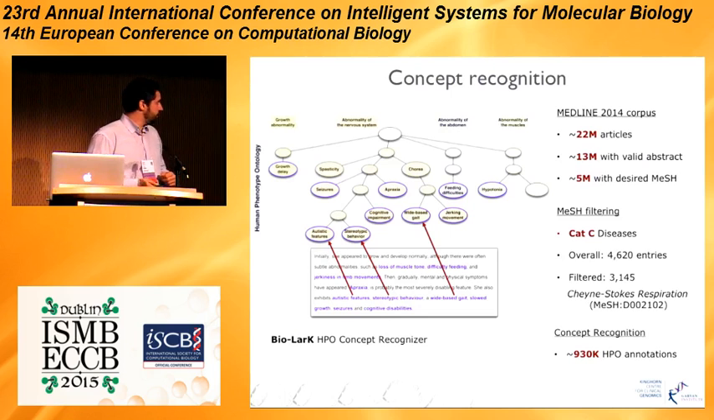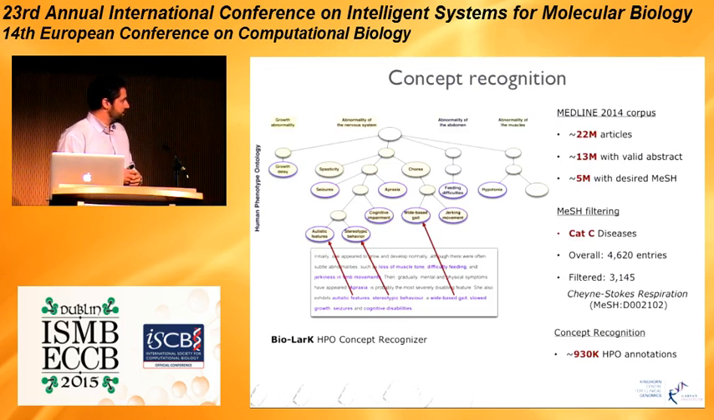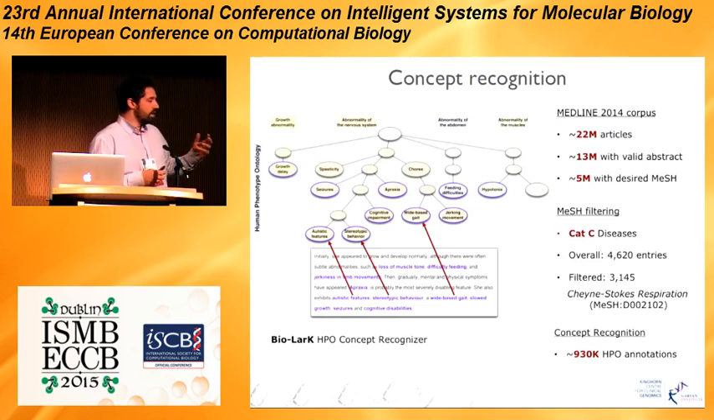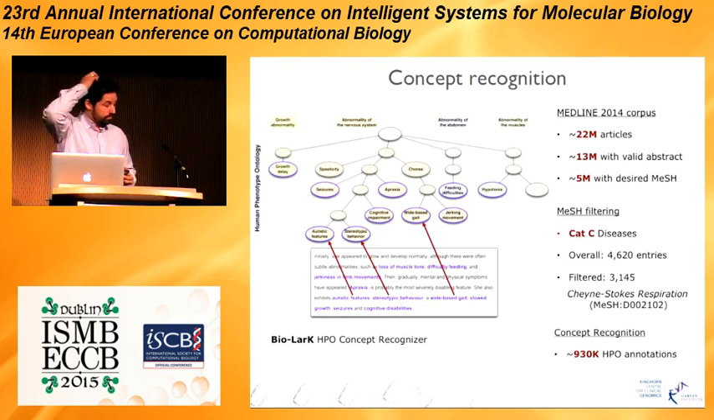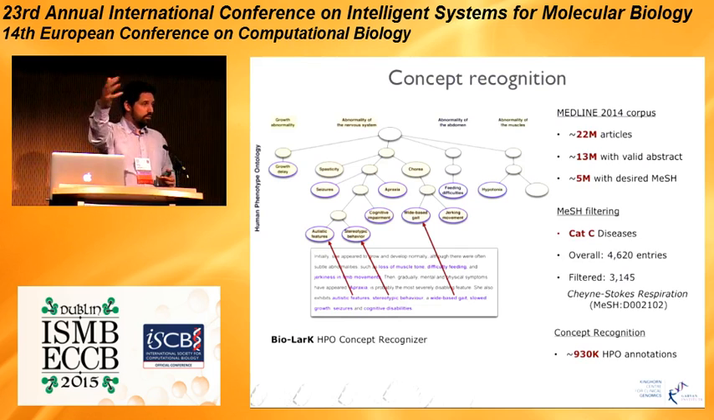So, concept recognition and filtering. Obviously, I'm assuming that the concept of concept recognition is quite familiar to you. What we did was mine HPO terms out of Medline abstracts. We used the 2014 Medline corpus, around 22 million articles. One important thing to mention at this point is that we've taken for granted that we have MeSH annotations, or MeSH metadata, in those abstracts. And we only focused on category C, the diseases.